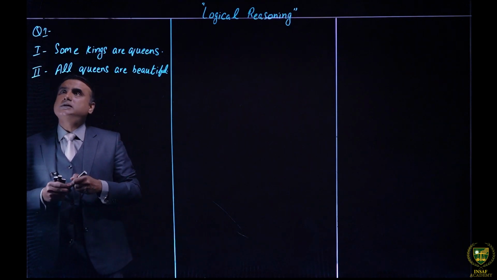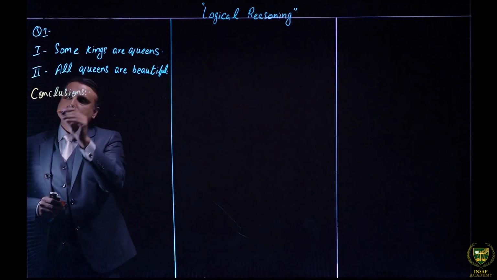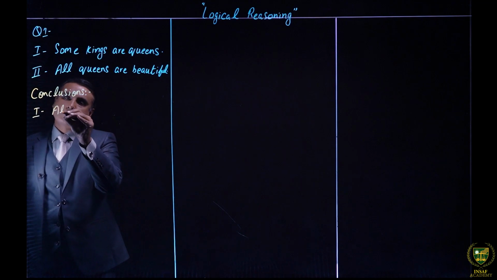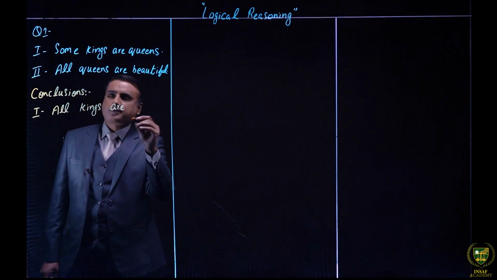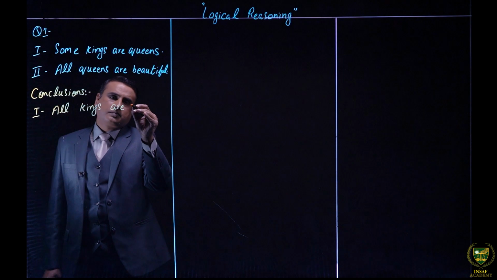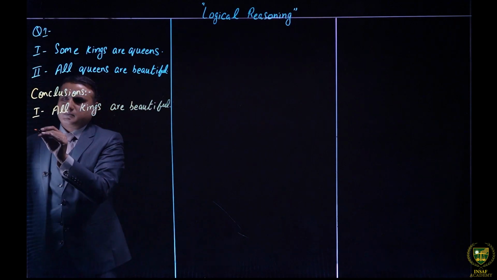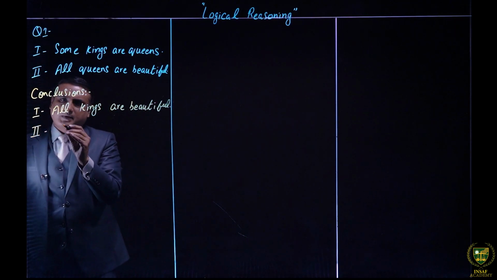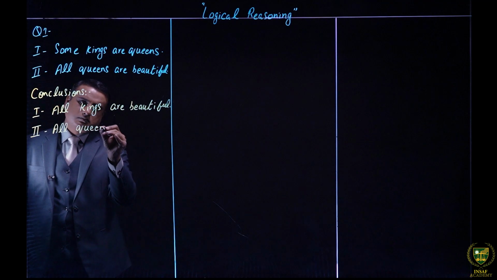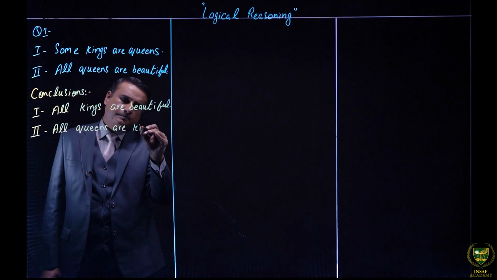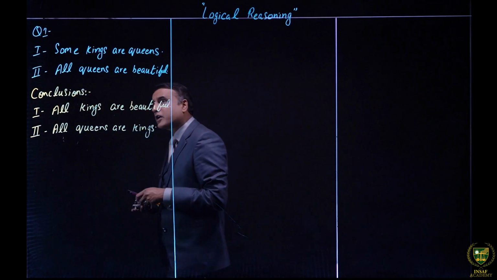And the possible conclusions we have been told are: all kings are beautiful, and then all queens are kings. Now these are the two conclusions we have been told.